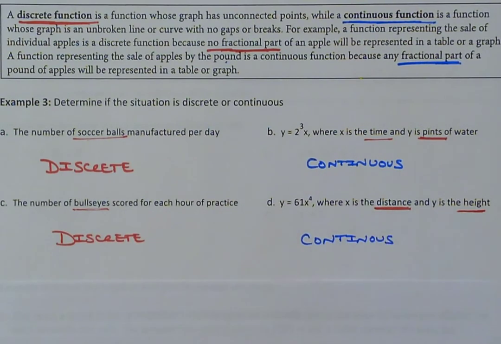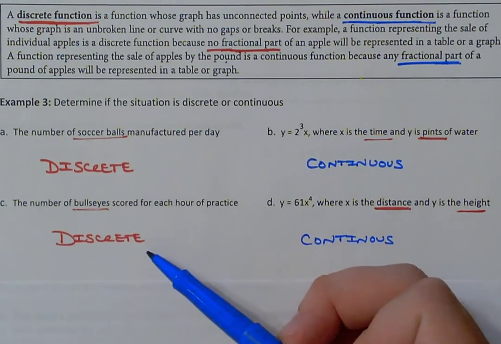So all that you need to ask yourself is whether you can have half or 3/4 or 1/4 of something. If you can, that makes it continuous. If you can't, that makes it discrete.